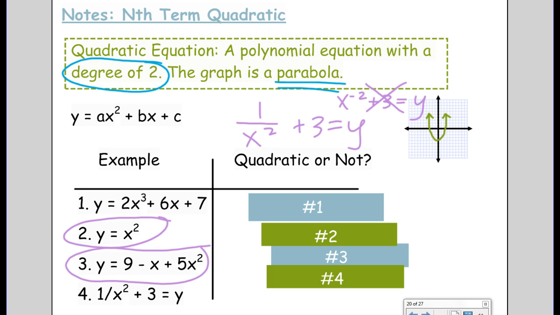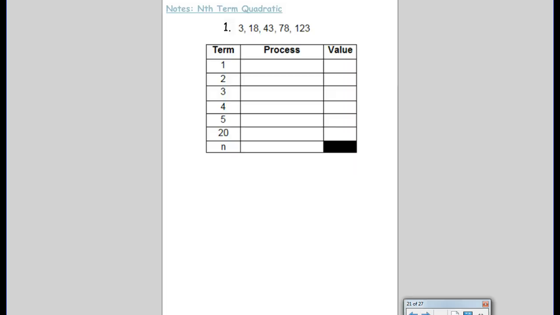Okay. Let's actually try one. Let's see what's different about a quadratic versus a linear. First thing I want you to do is take those numbers, that pattern, and fill them in the table. 3, 18, 43, 78, 123. You'll notice that these grow a lot quicker than linear ones. They grow faster.